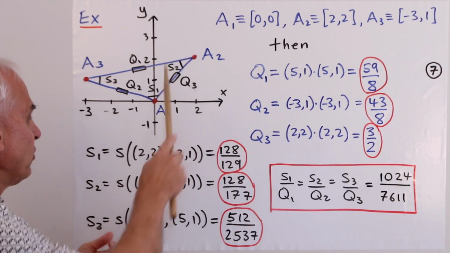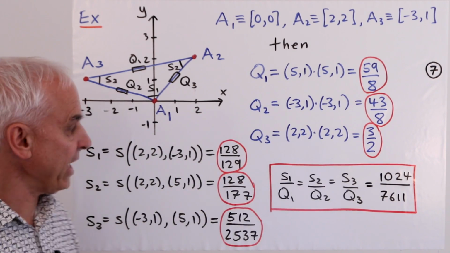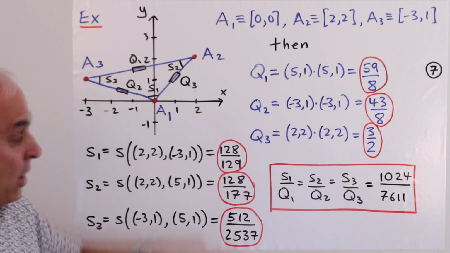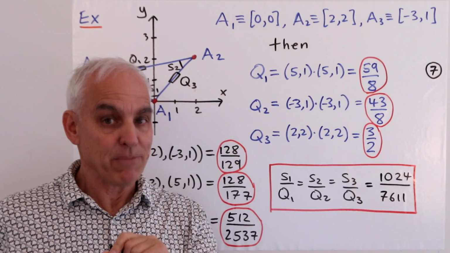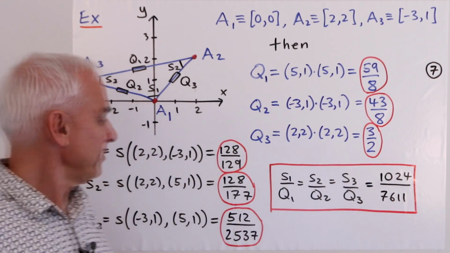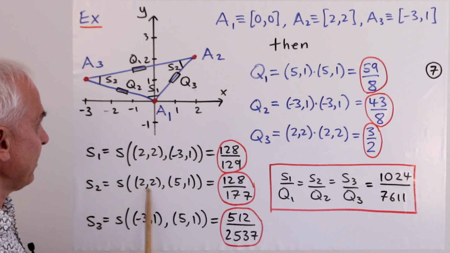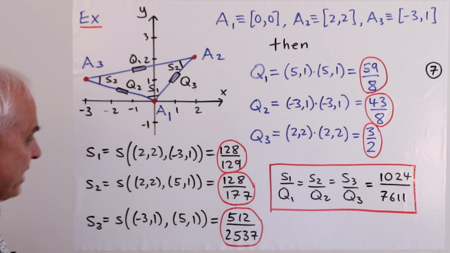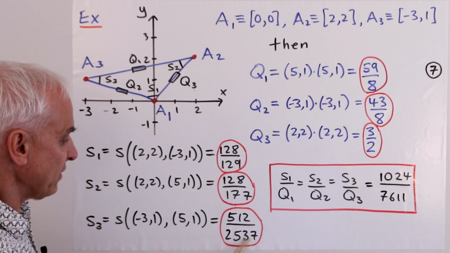So here's the vector (2, 2). Here's the vector (-3, 1). You plug in exactly that formula that we just displayed. You get 128 over 129, which is pretty close to 1. So that's telling us that these two things are pretty close to being perpendicular in this geometry. The S2 spread over there, you can check that's the spread between (2, 2) and (5, 1). That's 128 over 177. And the S3 is 512 over 2,537.